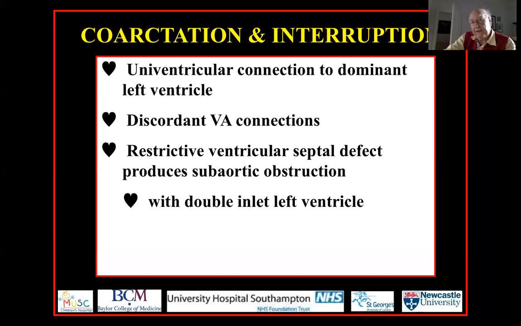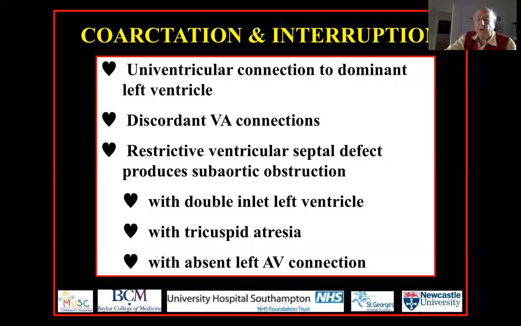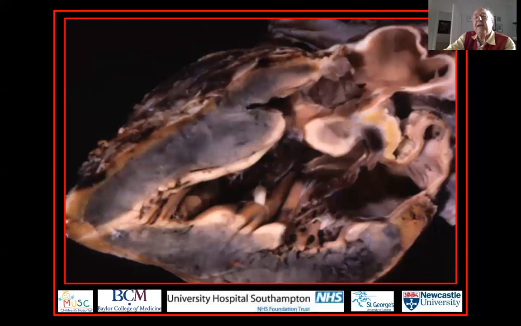And we can find this with double inlet left ventricle, with tricuspid atresia, or when there is absence of the left atrioventricular connection, mitral atresia, if you will, but in this setting with a leftward incomplete right ventricle, it would be tricuspid atresia had the connection been formed. So better to think of it as absent left atrioventricular connection. The end result is the same.